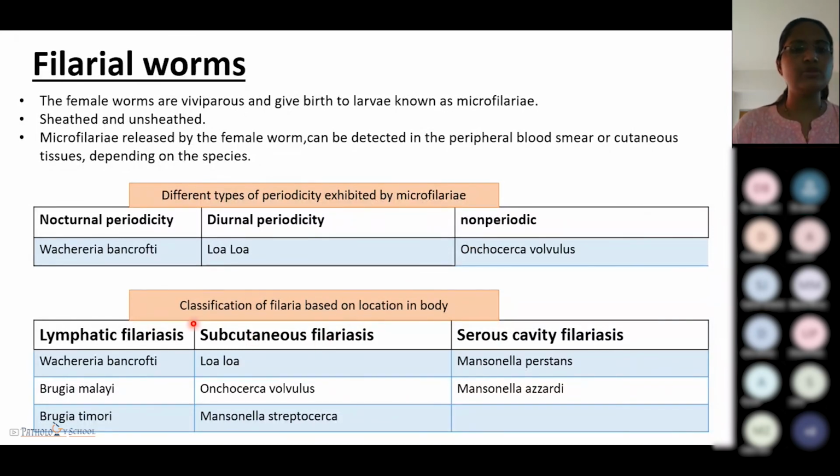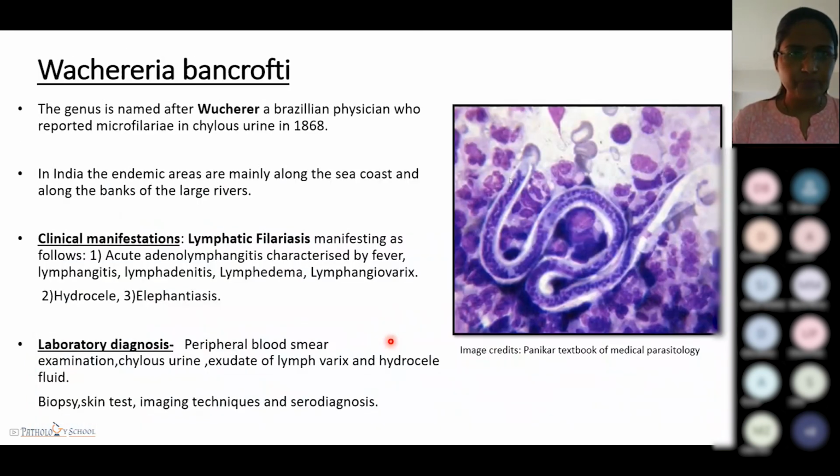And classification of filaria based on location in the body. Lymphatic filariasis is caused by Wuchereria bancrofti, Brugia malayi, and Brugia timori. Subcutaneous filariasis is caused by Loa loa, Onchocerca volvulus, and Mansonella streptocerca. And serous cavity filariasis is caused by Mansonella perstans and Mansonella ozzardi.